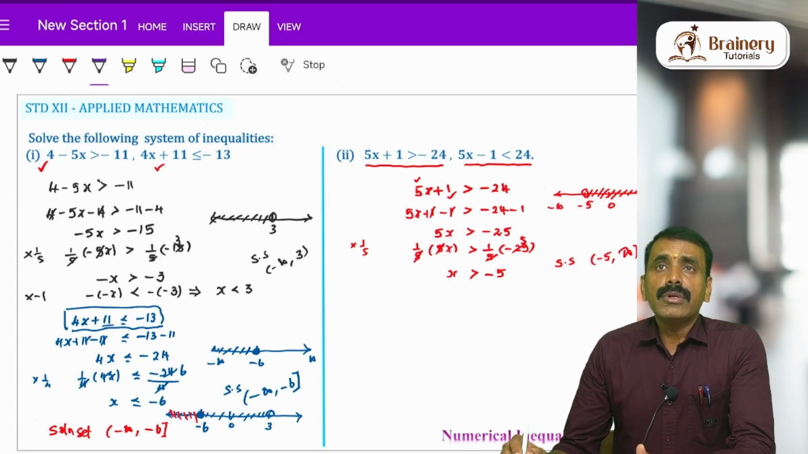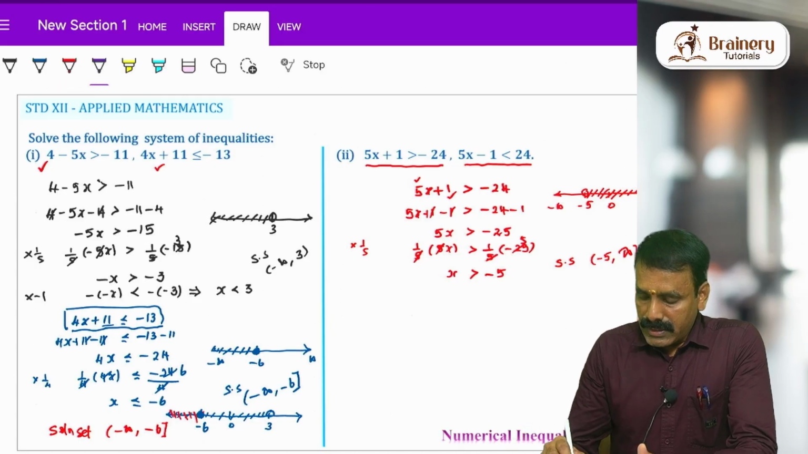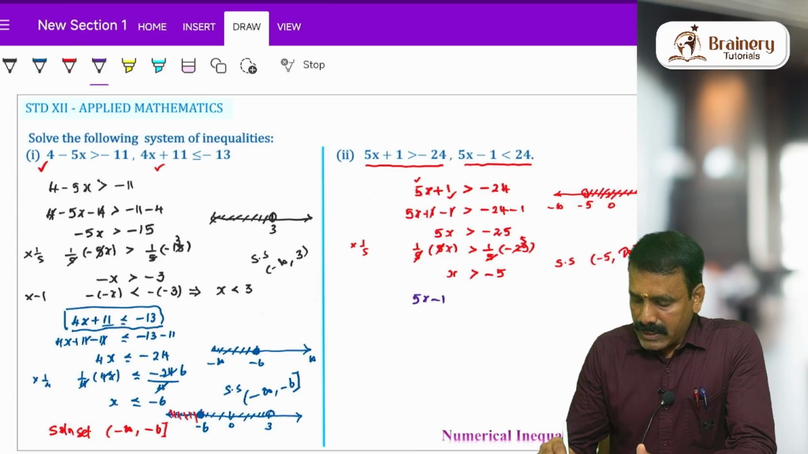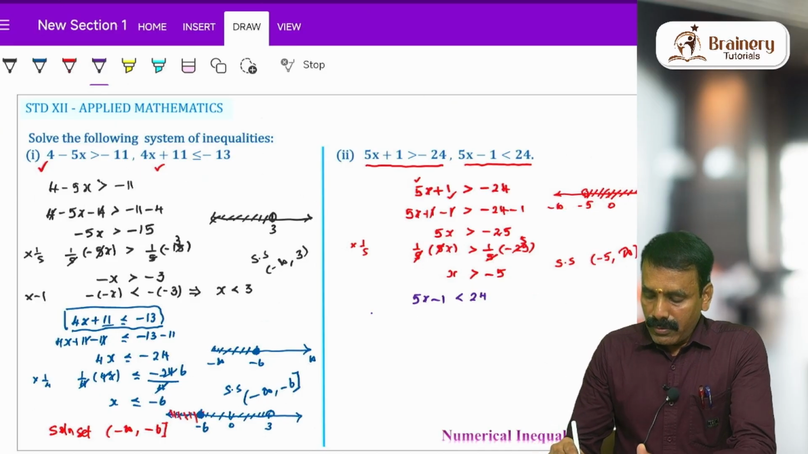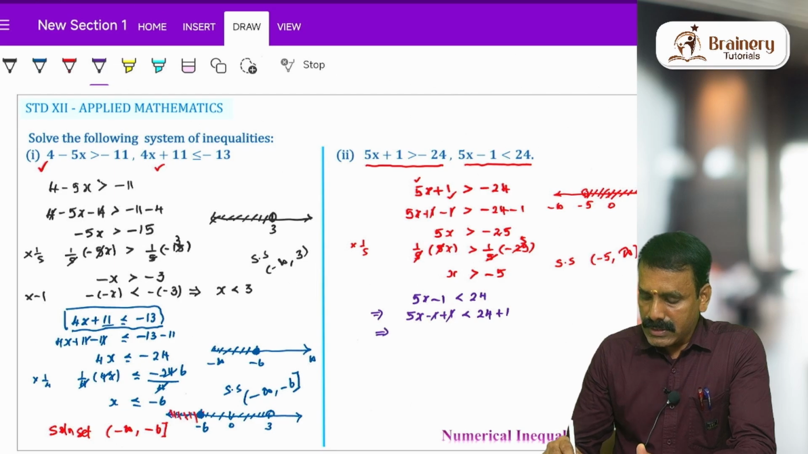Now we find the solution set for the second inequality. What is it? 5x minus 1 strictly less than 24. So I want to remove minus 1 first. So 5x minus 1 plus 1 is less than 24 plus 1. Minus 1 plus 1 cancel, so it is 5x is less than 25.